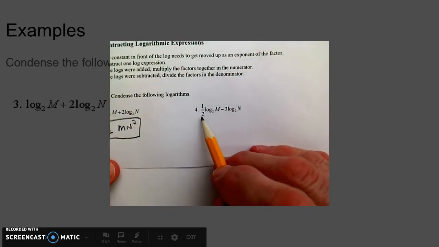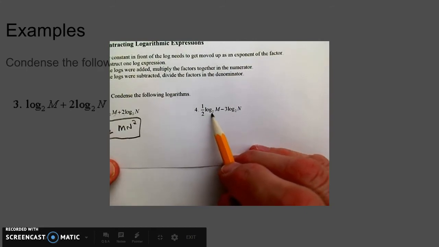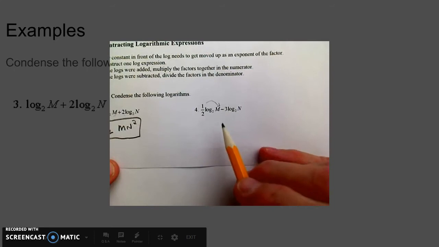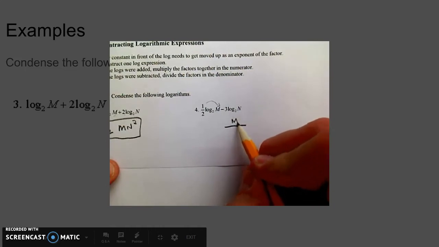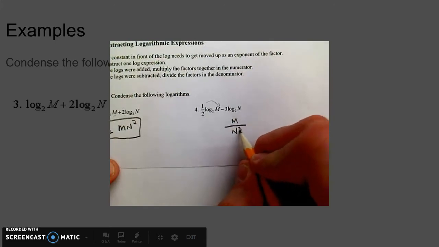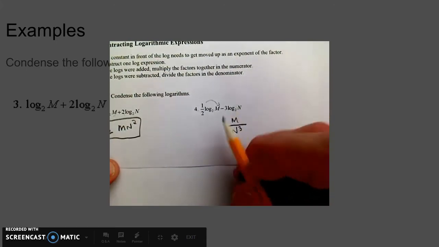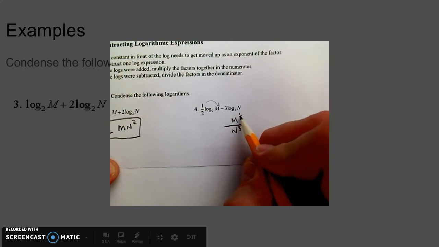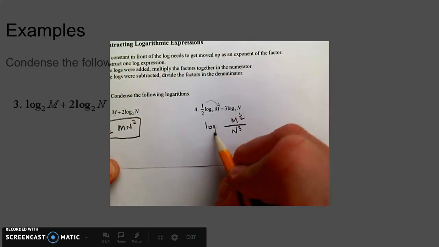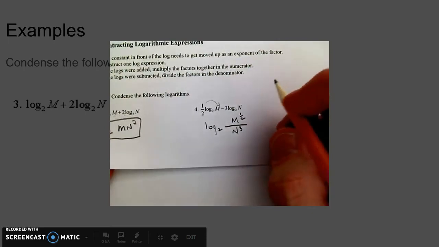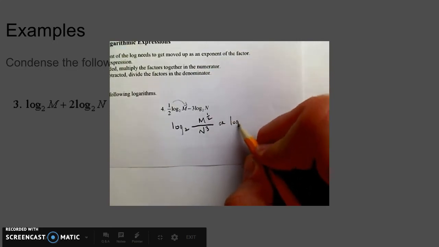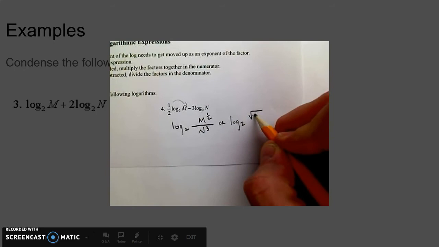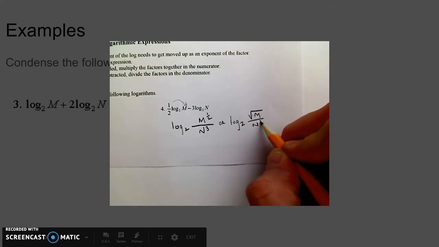In this case, I have a 1/2 out in front of my log base 2 of m, so that's going to go up as an exponent there. Minus means I'm going to divide these two, so my m is going to be in the numerator, my n in the denominator, 3 times the log base 2 of n, so that means I'm going to raise that as an exponent. Here I have 1/2. So we could write this log base 2 of m to the 1/2 over n to the third, or maybe a simpler way to put it, log base 2 of the square root of m over n to the third.